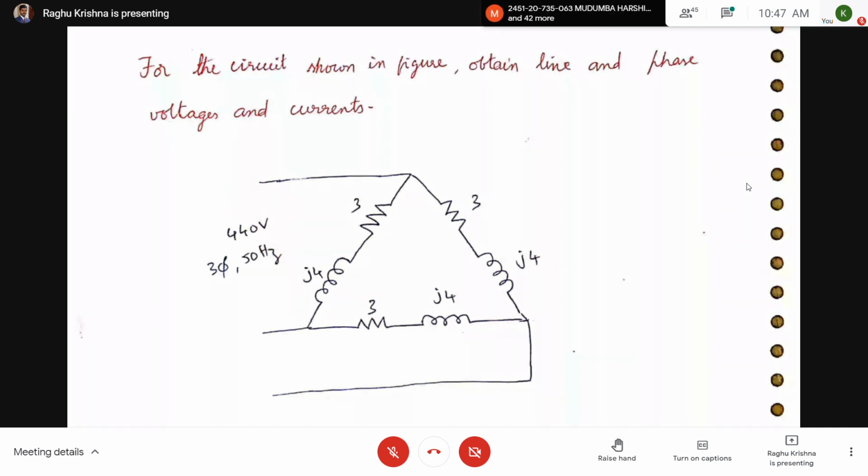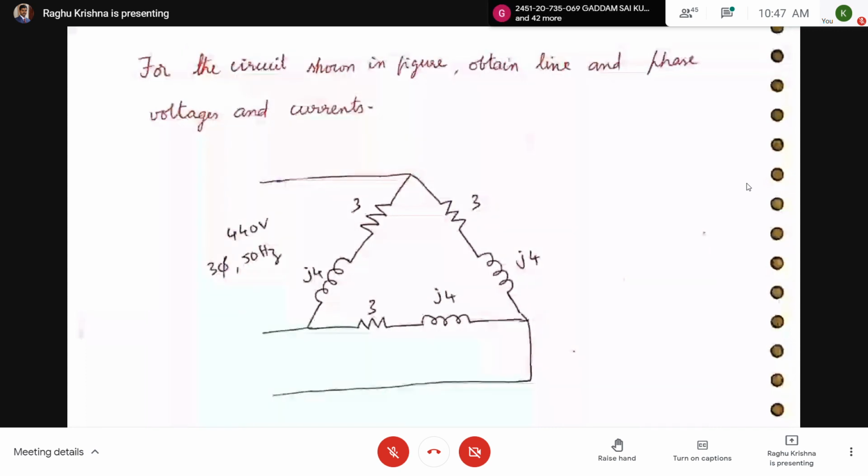Now coming to the currents. How to find out the currents? Here this is the delta connection, right? In delta connection, VL equals V phase. Line voltage is equal to 440 volts. What about the phase voltage? The phase voltage is also 440 volts. After getting the phase voltage, you have to find out the impedance. After finding the impedance, you can find the current. So what is the impedance for this circuit? Find out Z phase.